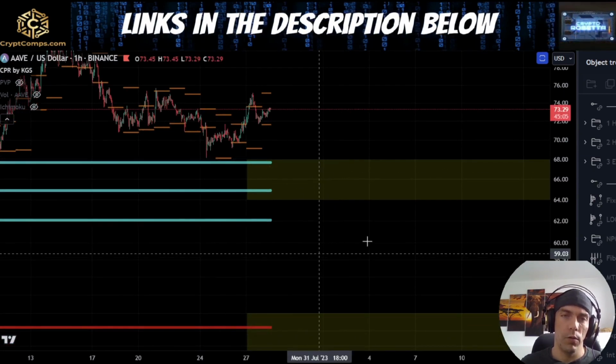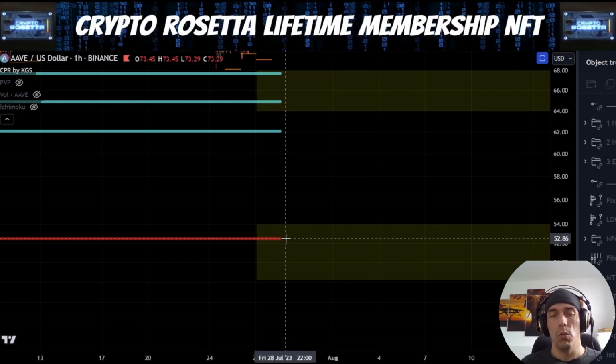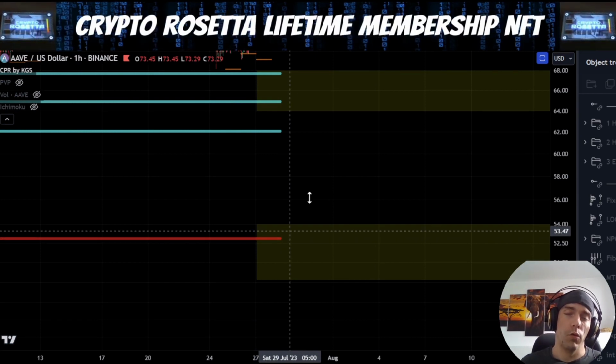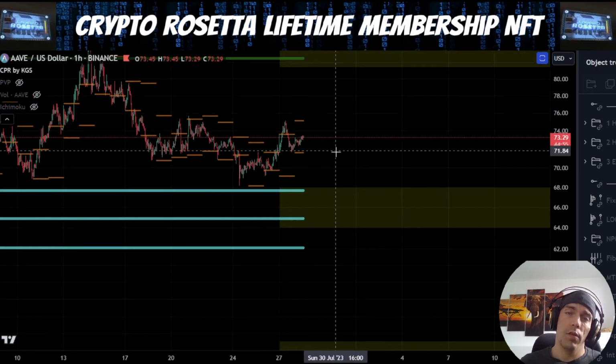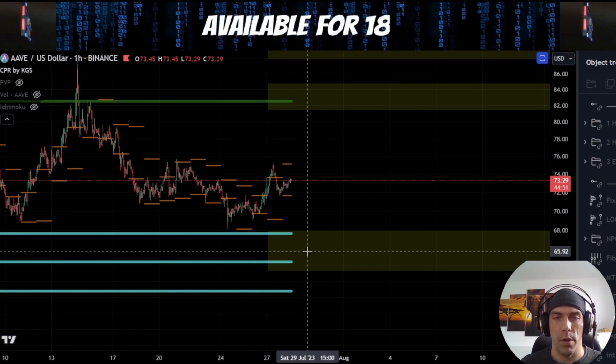If we do start to lose these central lines, however, what we could see is price could actually be gravitated towards this S1 line here at this 52.86. So need to keep an eye on these as potential pivot points as price moves through these levels and see how we interact with them.